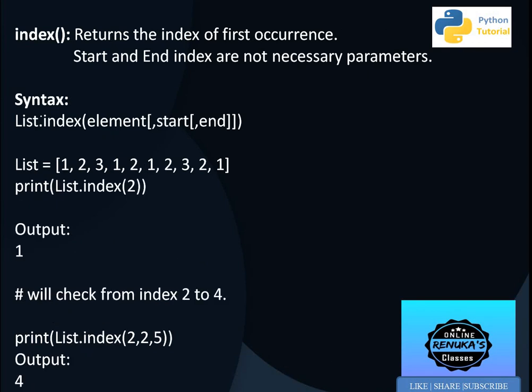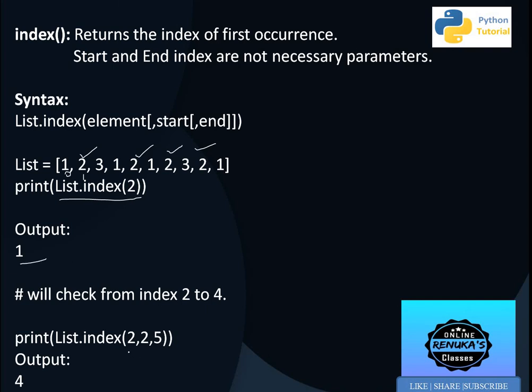The next is index. It returns the index of the first occurrence. For example, I say list.index(2). So list.index(2) means the index of element 2. Element 2 is occurring in the given list 2, 3, 4 times here. But it will return only the index of the first occurrence, and that is 1. So the output will be 1.